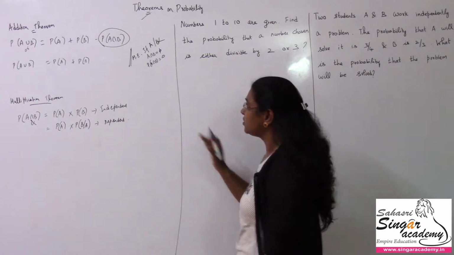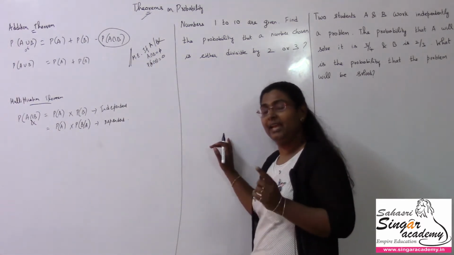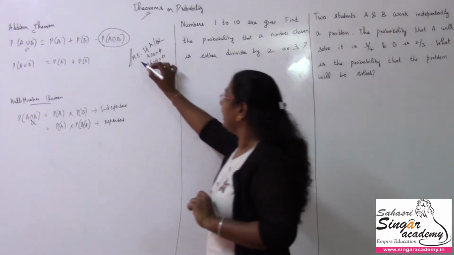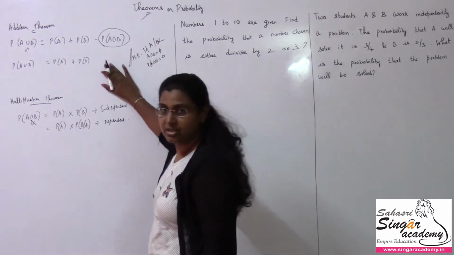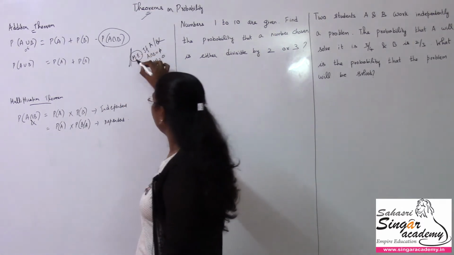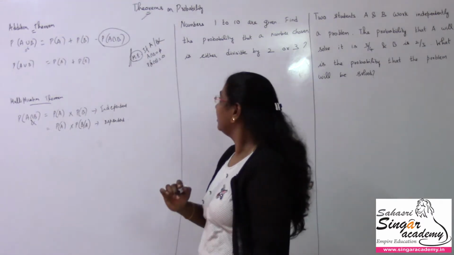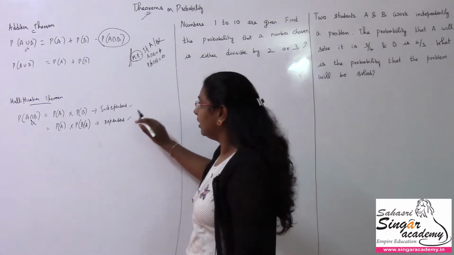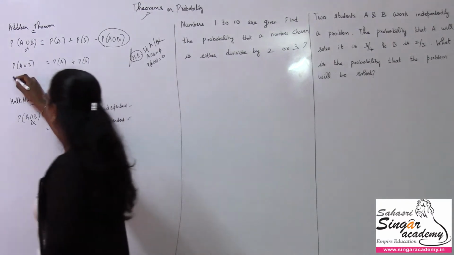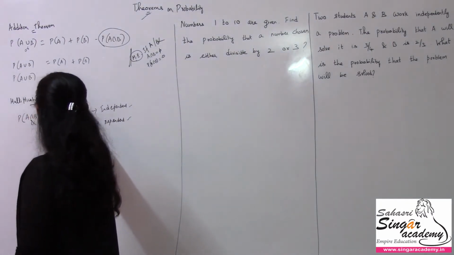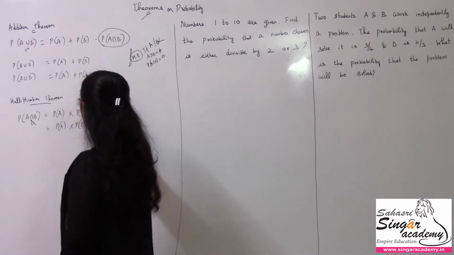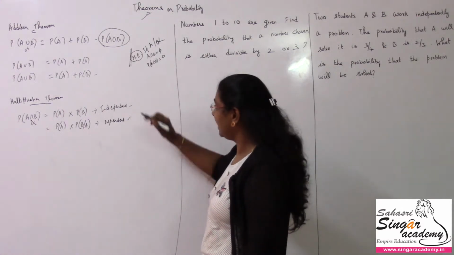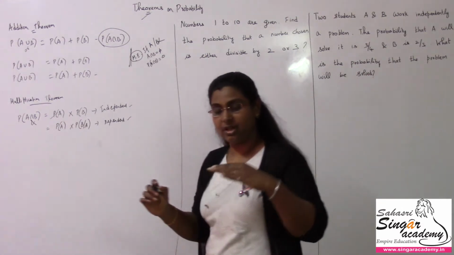So if mutually exclusive, this is not needed. But if A and B are not mutually exclusive events, and A and B are independent events, try to understand: if A and B are mutually exclusive, my theorem is this one. But if my events A and B are not mutually exclusive, whether dependent or independent, the theorem is P of A union B equal to P of A plus P of B minus P of A intersection B. When I say independent, I have to use this one now. This is how the addition theorem is there.